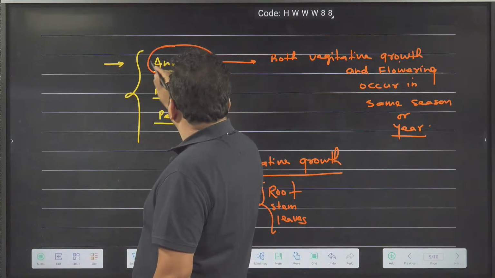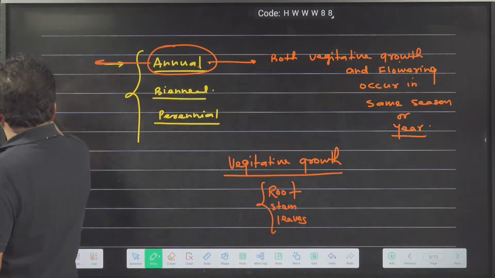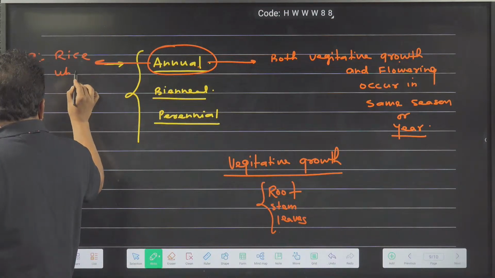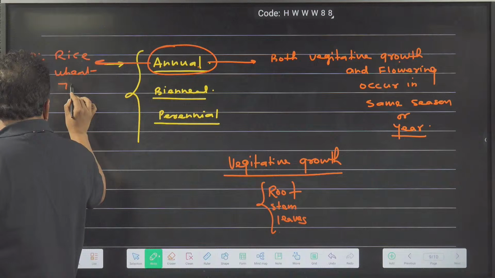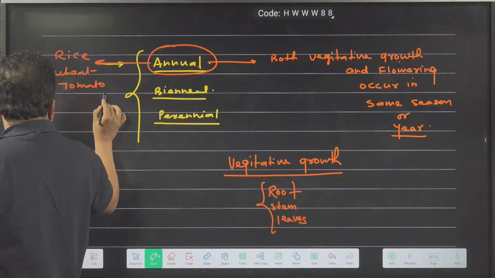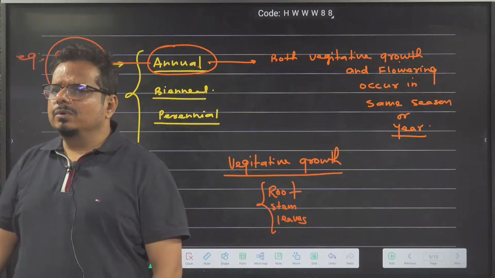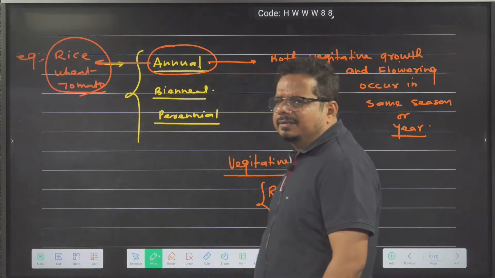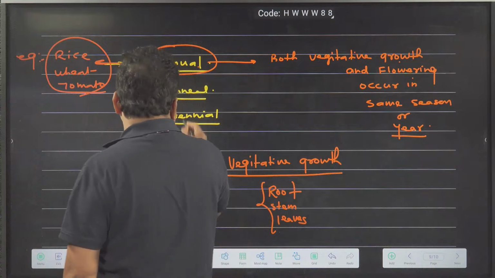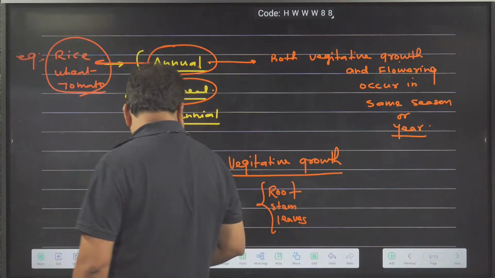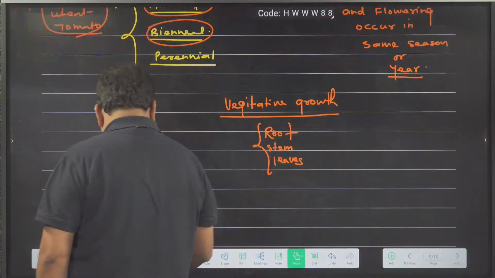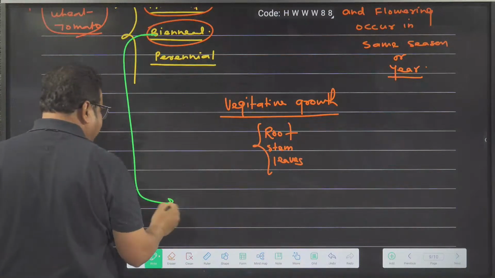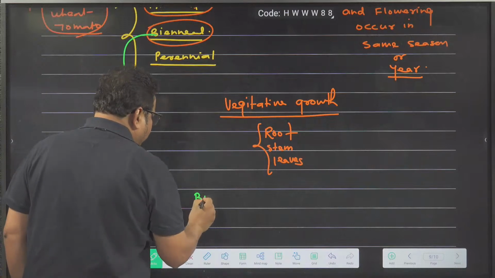Examples of annual plants: we can write rice, wheat, tomato. These are some examples of annual plants. Did you get the idea? Now we are coming to biennial plants. It is an easy thing, I know many of you know about biennial plants.